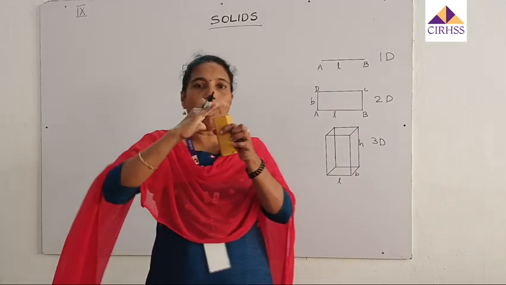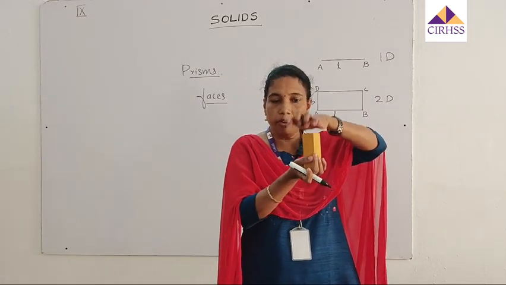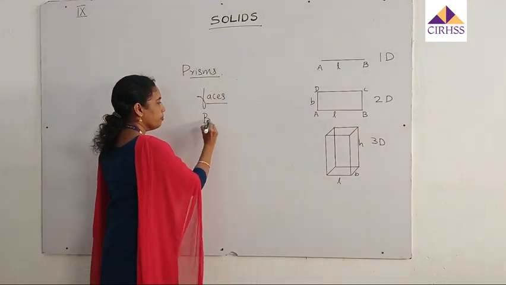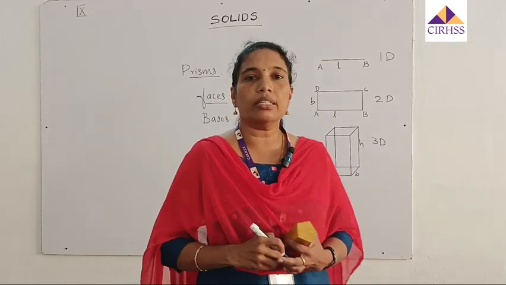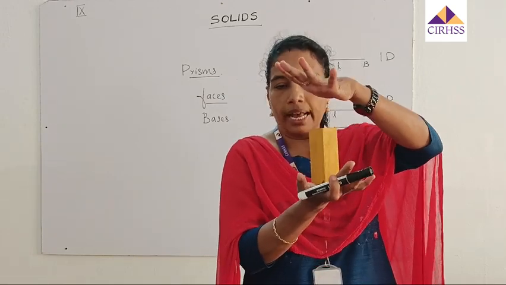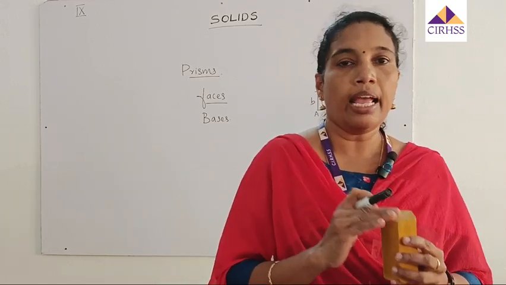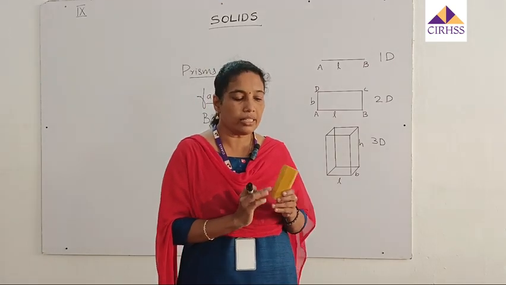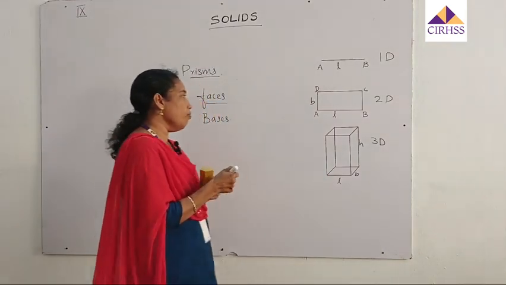The top and bottom faces, the end faces, are called bases. In all prisms, how many bases are there? Top and bottom, only two bases. Any prism has two bases, top and bottom. They are polygons. And what is the shape of the side faces? Yes, rectangles. These rectangles are called lateral faces.